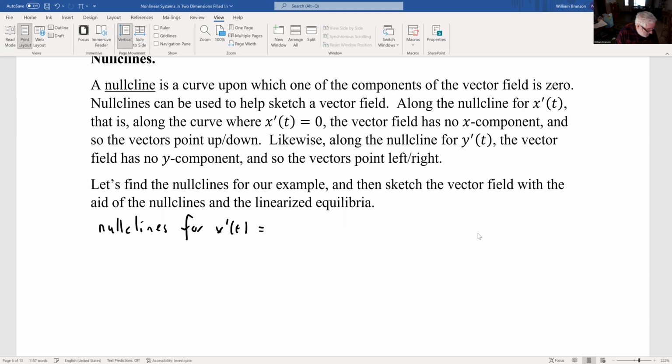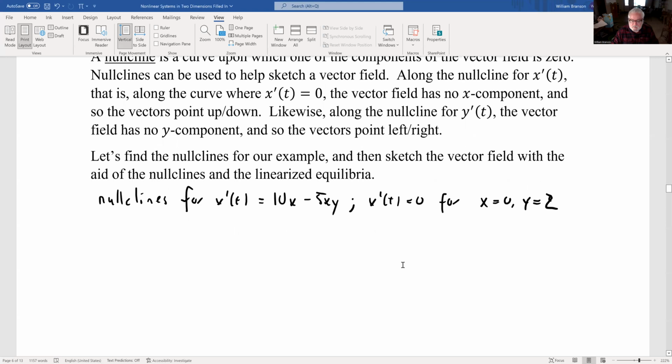So x prime of t is 10x minus 5xy. We have no left-right component, right? X prime of t equals 0 for x equals 0, y equals 2. And remember that we actually solved that equation back when we were looking for equilibria. We set x prime of t equals 0. We get x equals 0, y equals 2.